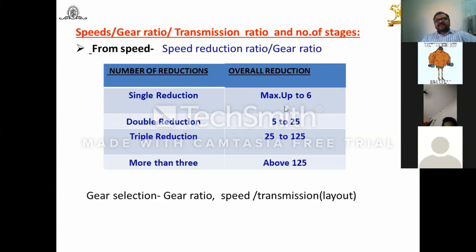But for a double reduction, when the total transmission ratio is in between 5 to 25, then you can go for the two-stage gearbox. Then 3 stages is 25 to 120, more than that, above 125. But as per our syllabus, we have to focus on single and double. Even though it's more than that, accordingly you can go for 2 stages. But at that time, the size of the gearbox is going to increase, as the module or the PCD of the gears are going to increase. Try to understand these things. But generally, maximum up to 6.